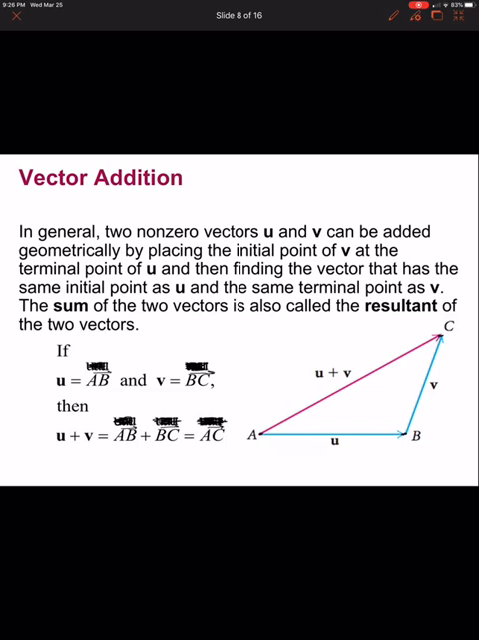placing the initial point of v, so right here, the initial point of v, at the terminal point of u. So there's the terminal point of u. That's point B right there. Again, the initial point of v is the terminal point of u. And then finding the vector that has the same initial point as u, so right here, and the same terminal point as v, which is right here at point C. And you can see that forms vector AC, which is our resultant, the sum of vectors u and v.